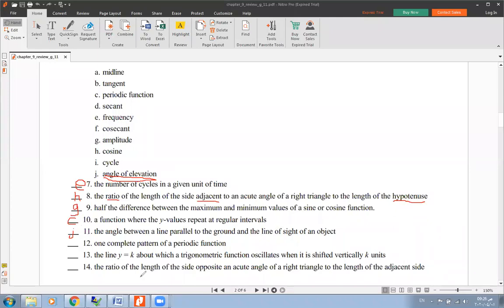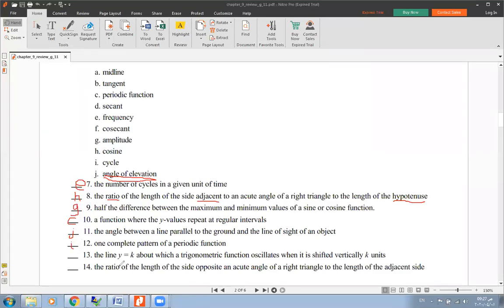We're going to number 12, Musa. Yes, Mr. Okay, number 12. Can you read the problem, please? One complete pattern of a periodic function. One complete pattern is called what? I think it's a cycle. Excellent. So one complete pattern means one cycle. So it's letter I.